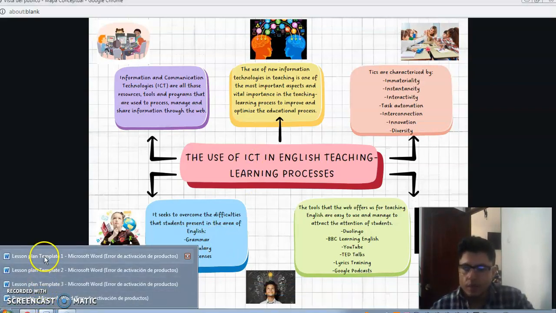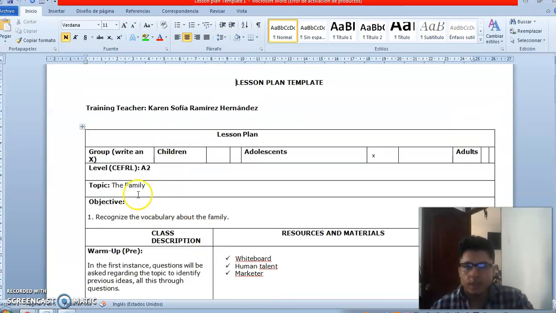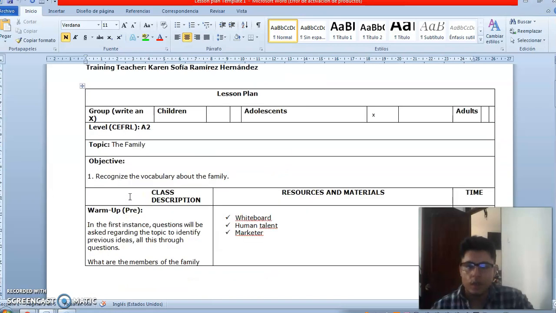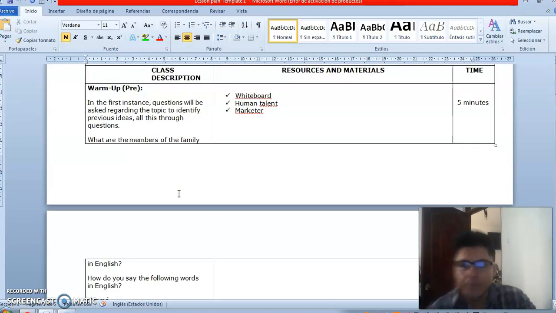At this moment, I'm going to talk about my lesson plan. My lesson plan is for adolescents. The topic number one is the family. Objective: recognize the vocabulary about family. In the first instance, a question will be asked regarding the topic to identify previous ideas, all that through questions, right?